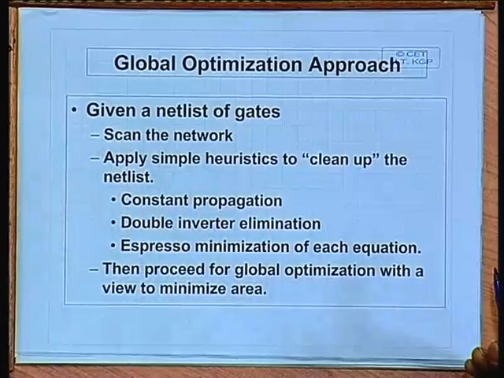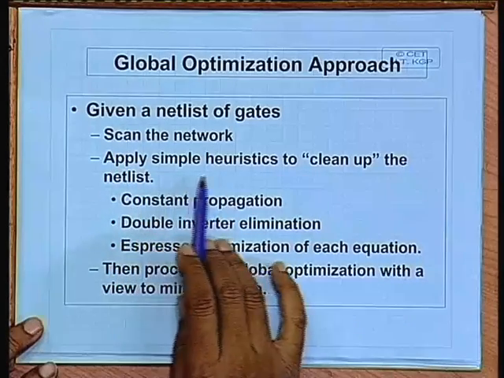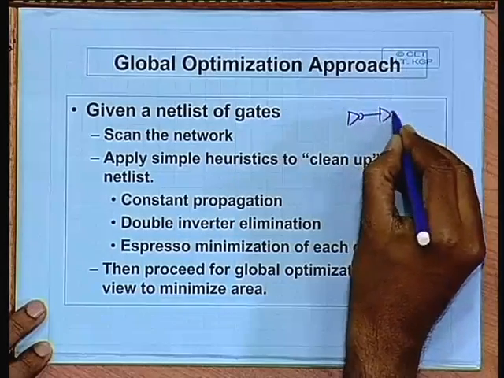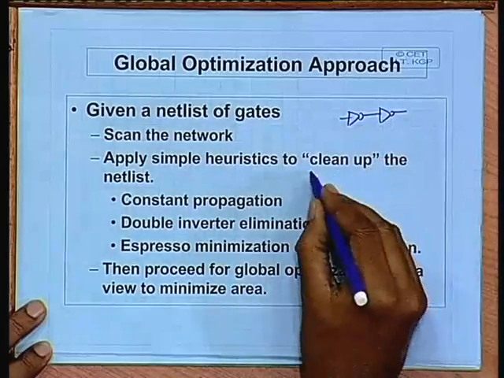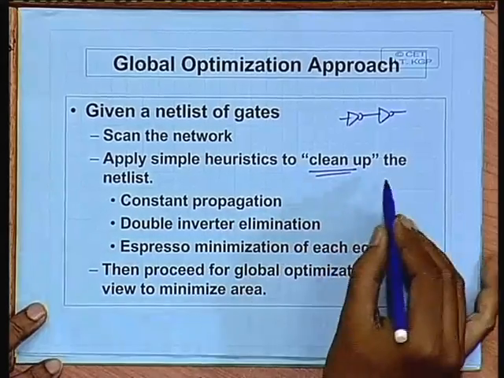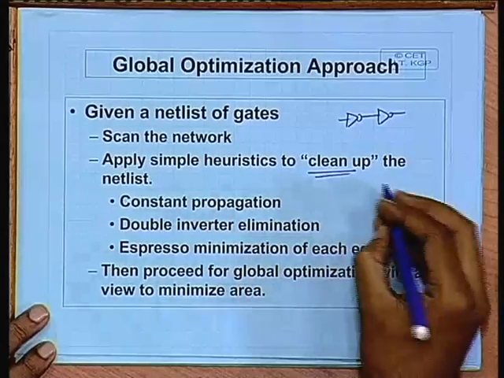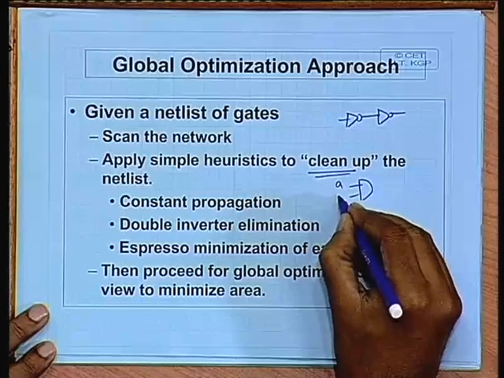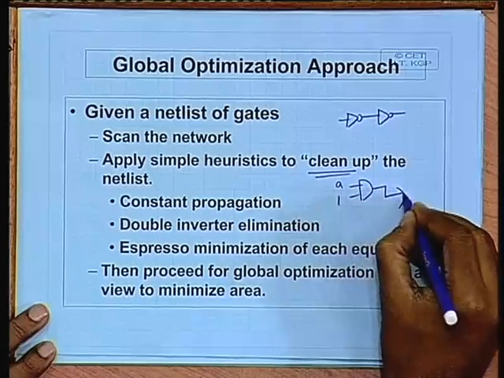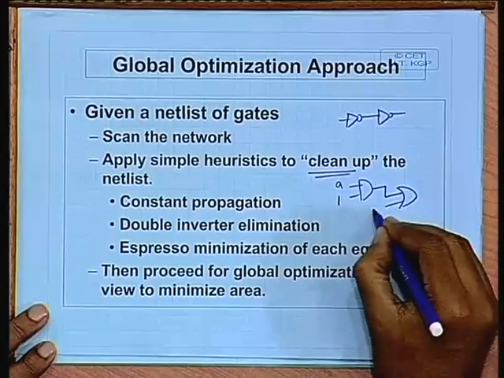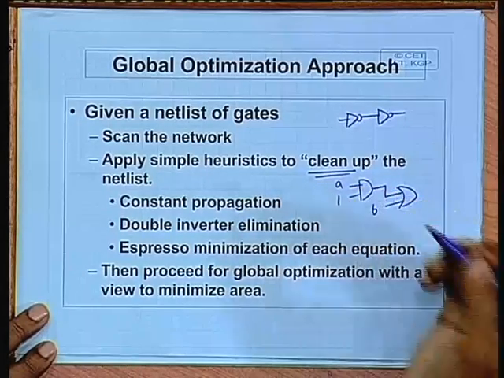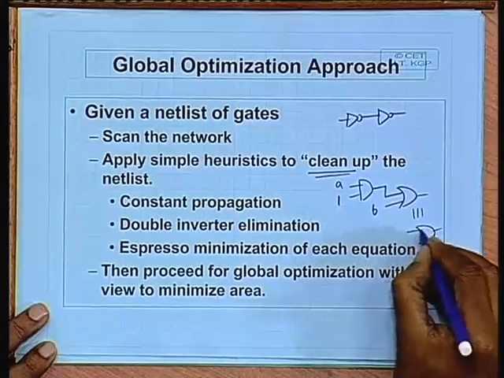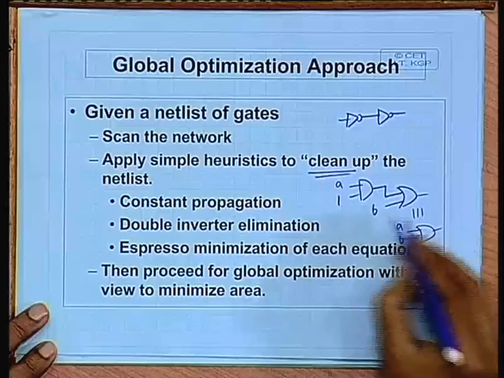It scans the whole network. It uses simple heuristics to clean up the netlist, like two NOT gates in series getting eliminated. This is called cleaning up. There is something called constant propagation. Constant propagation means if we have a gate with A and a constant 1 in the output feeding another gate, say an OR gate B, then you replace this entire thing by A. So this is equivalent to the simple OR gate A and B. This is called constant propagation.